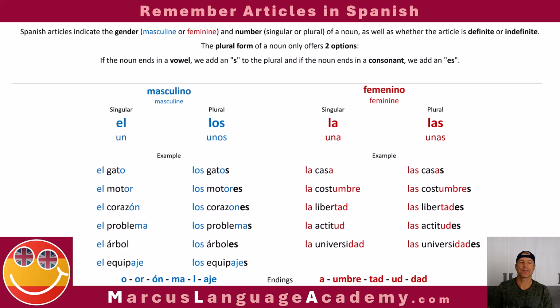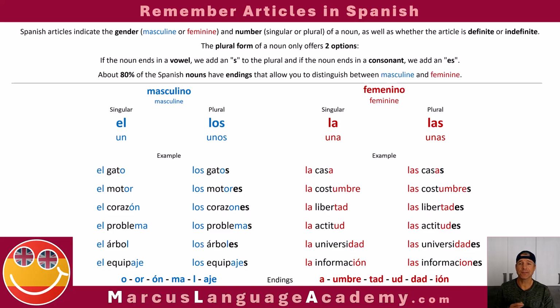La universidad, las universidades, DAD, feminine. Okay, so remember that. Or la información, or las informaciones. SION, ION, it's feminine. But be careful, in singular again, we have an accent over the O, and in plural we don't have it. Okay, so the typical endings for feminine would be A, UMBRE, TAD, TUD, DAD, ION.